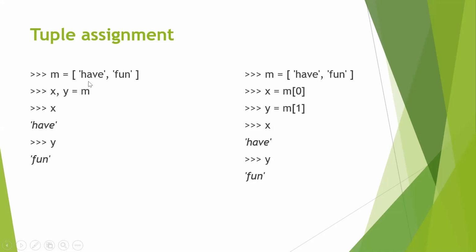I'm trying to assign m, which has two elements, to a tuple, which also consists of two elements. The condition here is that the left-hand side tuple should contain the same number of elements as the right-hand side list. So m has two elements, and this tuple also has two elements. Now, if you print x, x will have the first element of the list, which is "have". If you print y, y will have the second element, which is "fun". So both methods are the same. Either you can use the index and assign to separate variables, or you can assign m directly to another collection. This is nothing but a tuple.